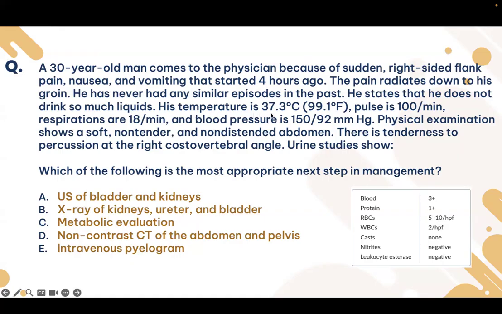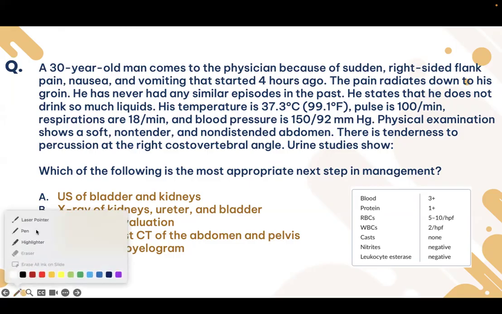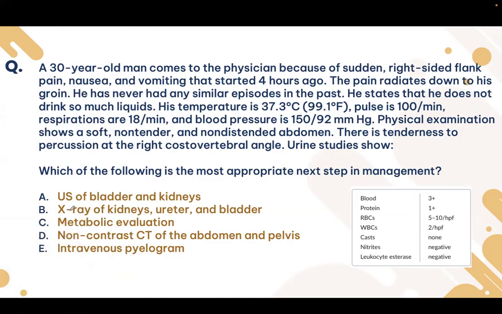His temperature is 37.3. Pulse is 100, respirations are 18, blood pressure 150 over 92. Physical examination shows a soft, non-tender, and non-distended abdomen. There is tenderness to percussion at the right costovertebral angle, and this is basically the urine analysis. Now, I want you guys to pause the video, try to answer the question, and we'll go through it together.